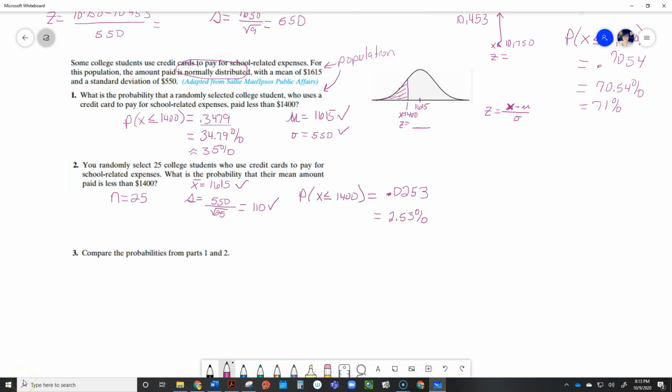And it says, compare the probabilities in these two. So basically, what it's saying is that from the sample, there's about a 3% chance that the student will pay less than $1,400. And from the population, there's about a 35% chance. So the more people you have involved, the higher the chance of them paying less than $1,400. The smaller the sample, the percentages decreased quite a bit.